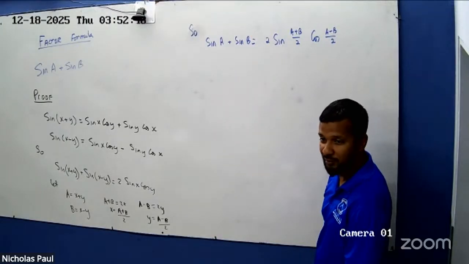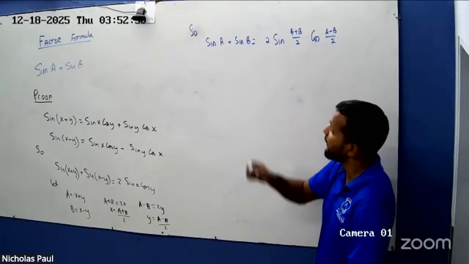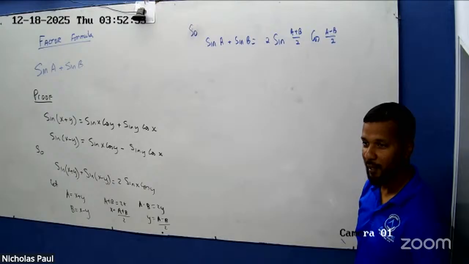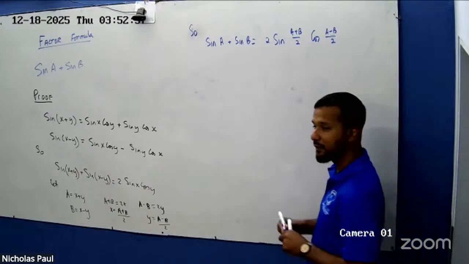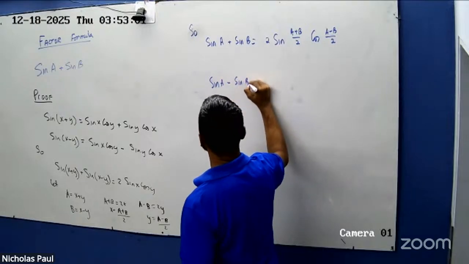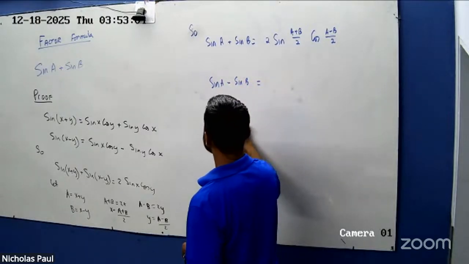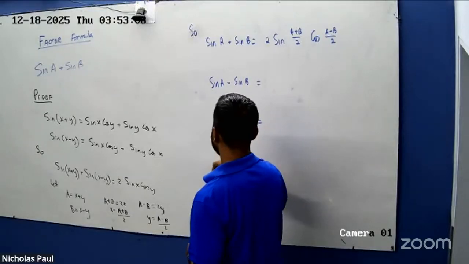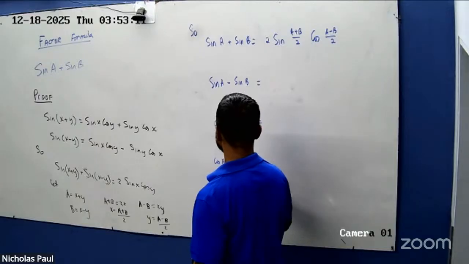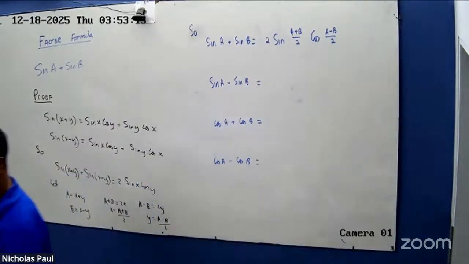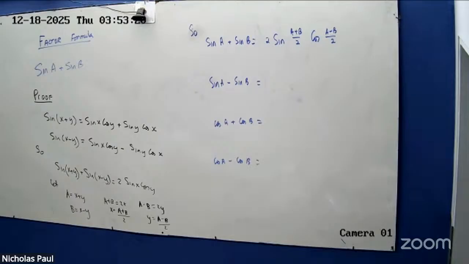Let's split it up. If you're all in 3, one person can do each one. Pick a partner and let them help you find sine A minus sine B, cos A plus cos B, and cos A minus cos B. You don't have to work out all of them. You do one, somebody next to you does one.